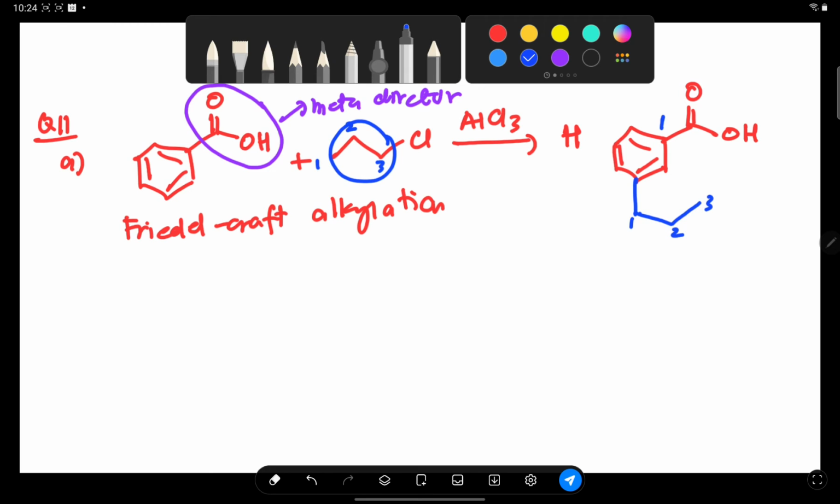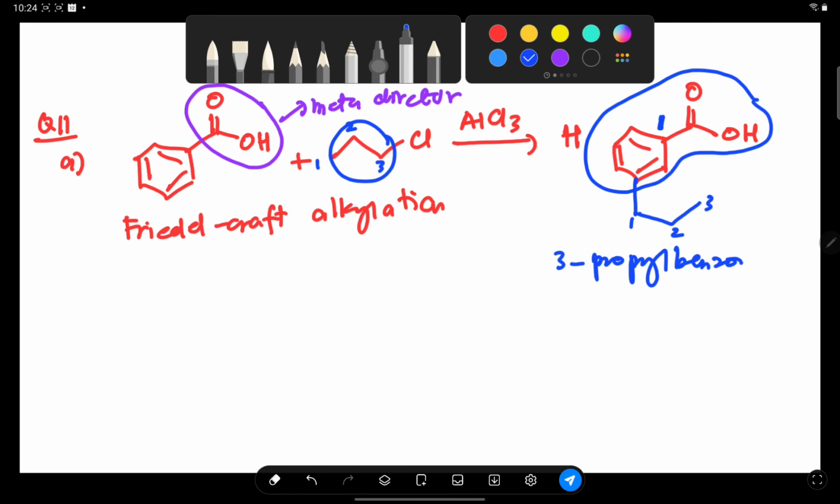1, 2, 1, 2, 3. Okay, and what is the name? IUPAC name. So this is the priority group. Of course, at the priority group, you should name the lowest number. You should put the lowest number. So 1, 2, 3. So the name should be 1, 2, 3, 3-propyl benzoic acid.